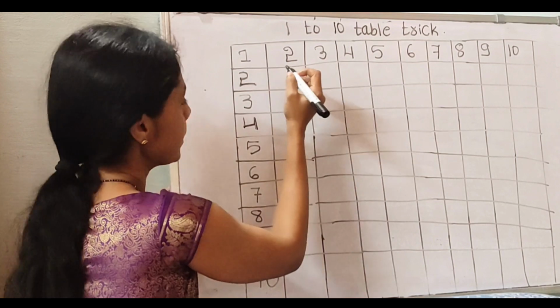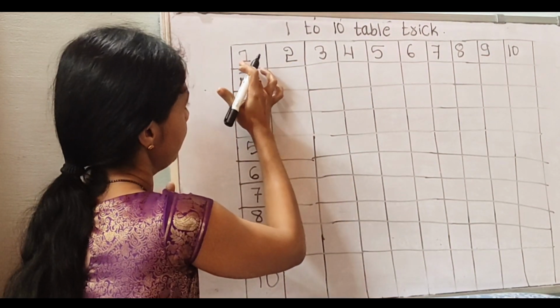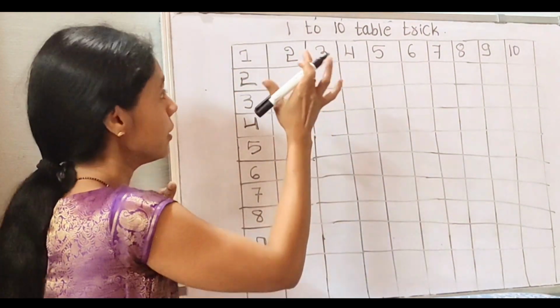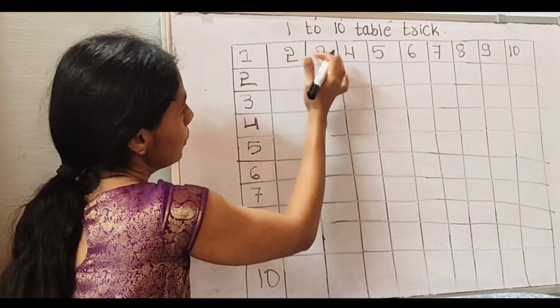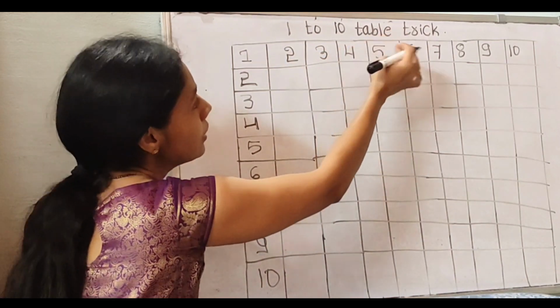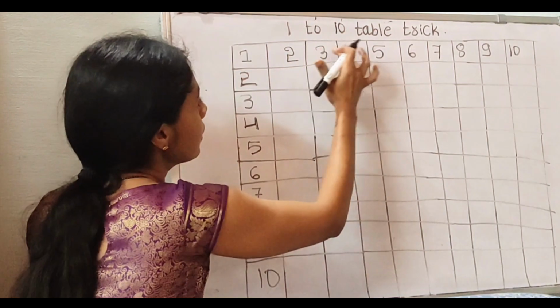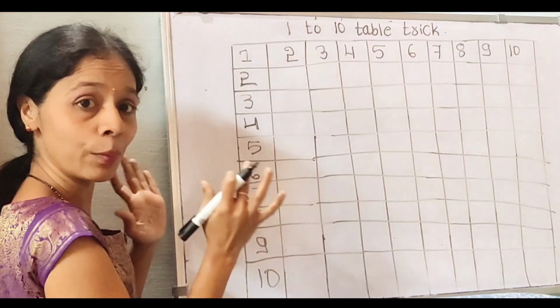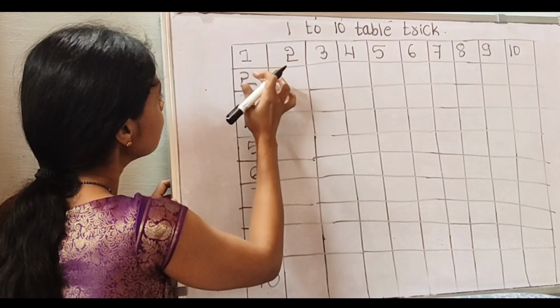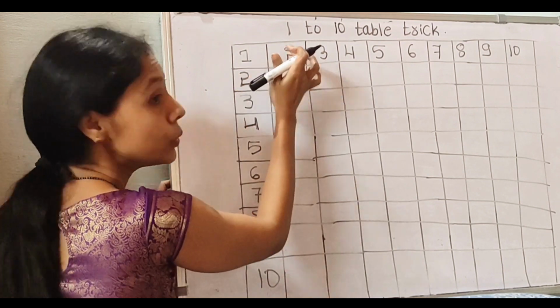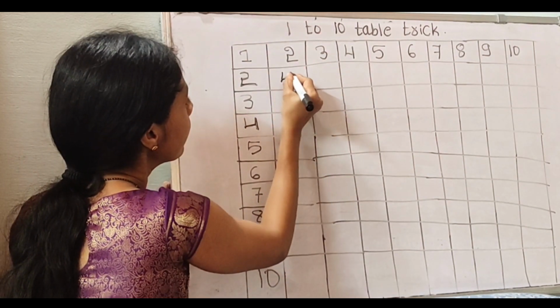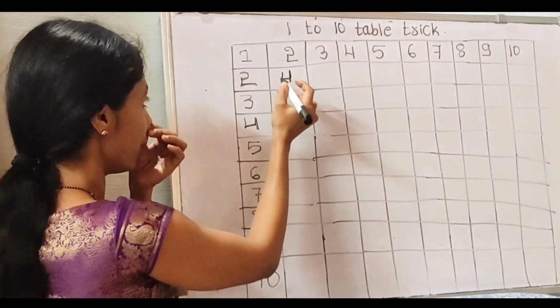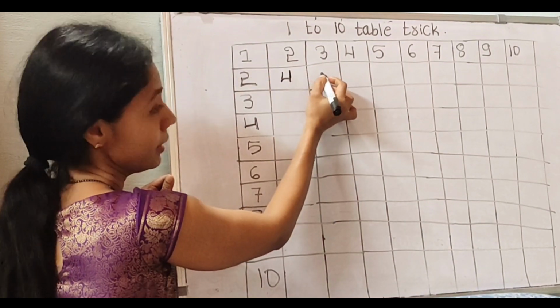Okay, first consider the table of 1. Already we all know the table of 1: 1 1 is 1, 1 2 is 2, 1 3 is 3, 1 4 is 4. Write the rows as well as the columns. Now consider these two. 2 2s are what? 4. Write it in this table. After that, we add 2 and write it in this table.